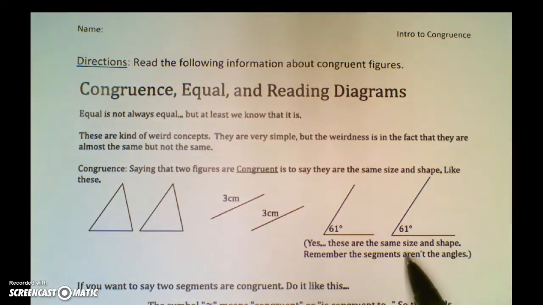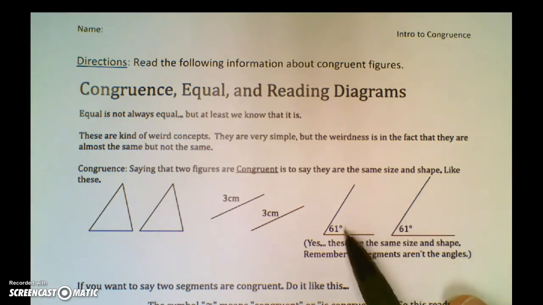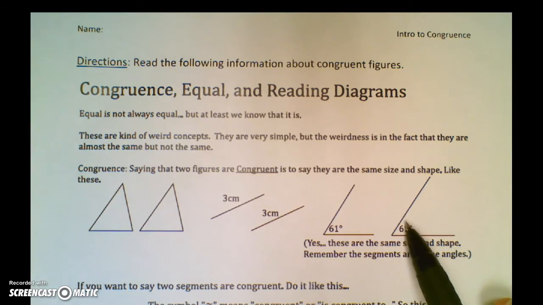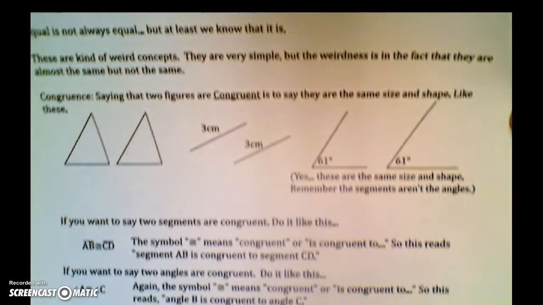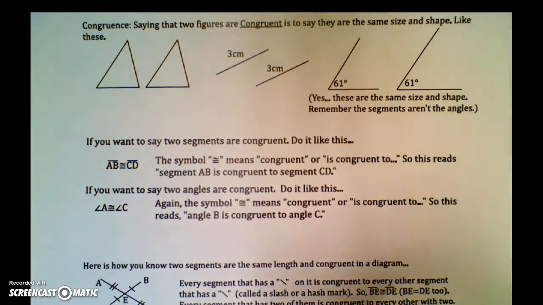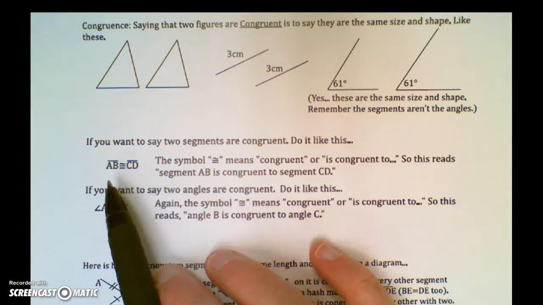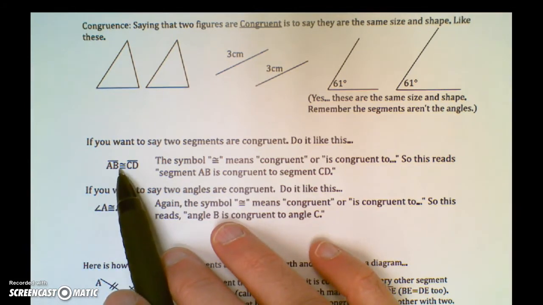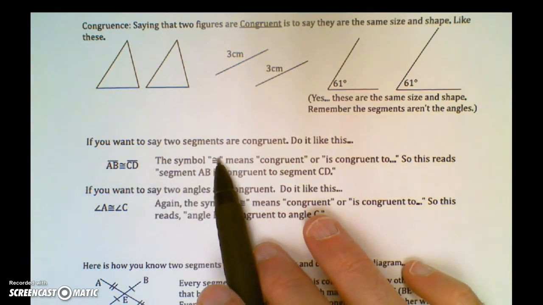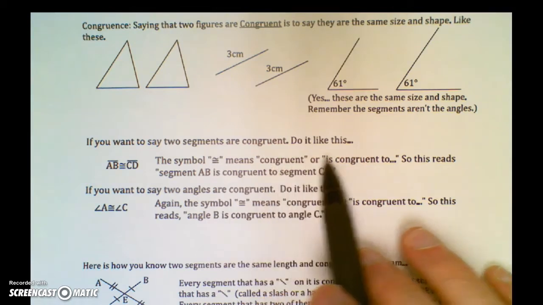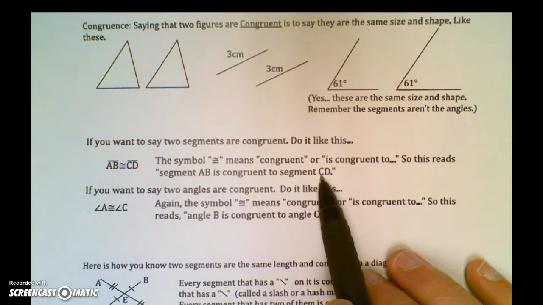Remember, the segments aren't the angles. We're only looking at the angle measurements here. So I know this segment's a little bit longer than this one, but the angle size is the same size. If you want to say two segments are congruent, you do it like this. So remember, when you name segments, you name them with the letters and then the line above them to symbolize that it's a segment. So segment AB is congruent to segment CD. The symbol with the equal sign and the tilde above it means congruent, or is congruent to. So this reads, segment AB is congruent to segment CD.